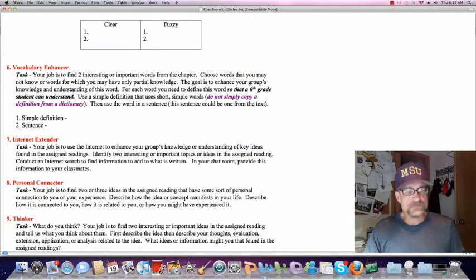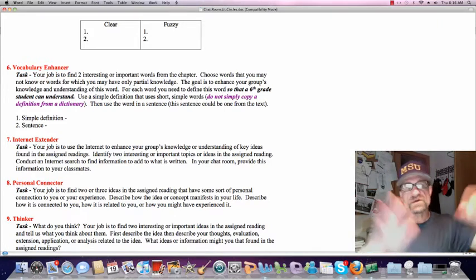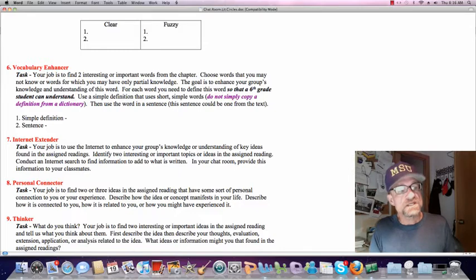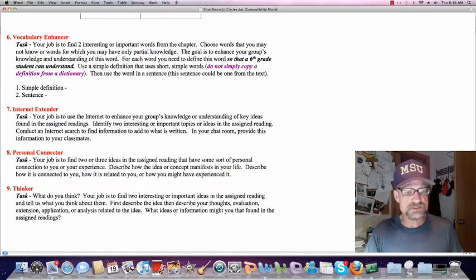Internet extender. Your job is to use the internet to enhance your group's knowledge or understanding of key ideas found in the assigned reading. Identify 2 interesting or important topics or ideas. Go to the internet, do a search, add new information to what is written. In your chat room, provide this information to your classmates. You're not doing a whole report. You're just going to find 2 bits of information to add to 2 ideas or topics.